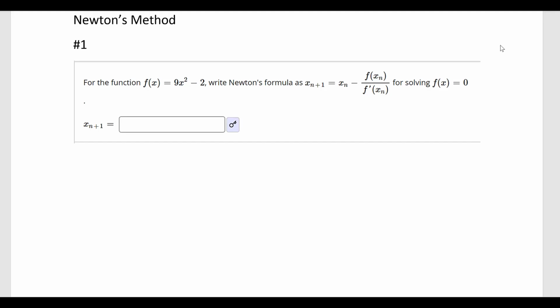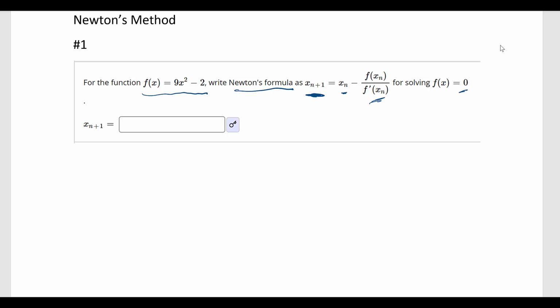In this problem, we're going to be writing Newton's formula for f of x equals 9x squared minus 2. Newton's formula means the next term, if you start off with whatever number, like 0 or maybe 0.1, would be the previous term minus f evaluated at the previous term, over the derivative evaluated at the previous term.